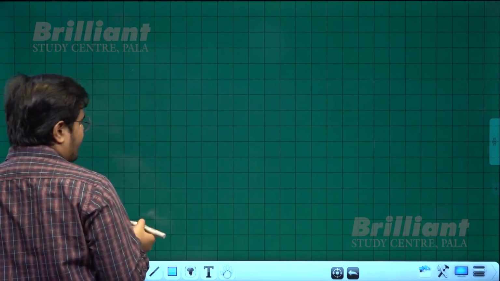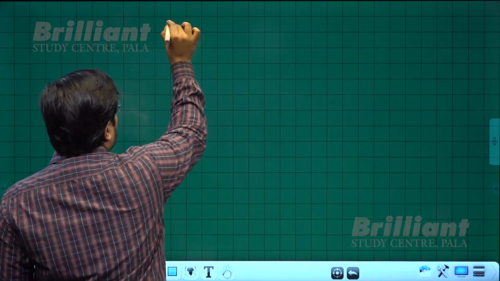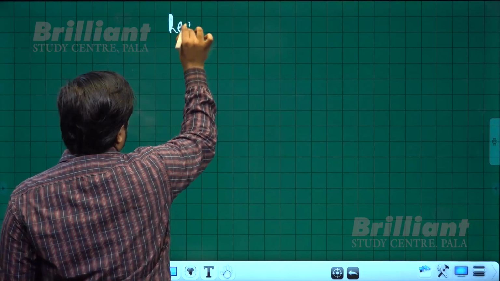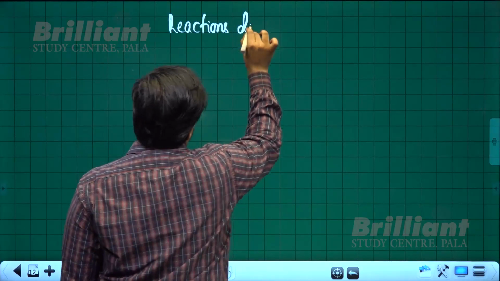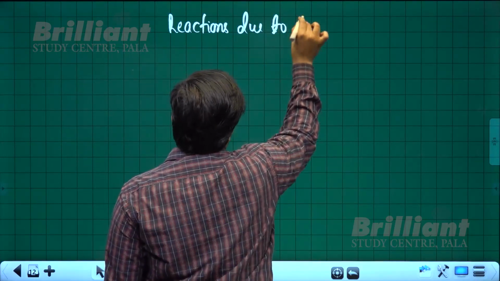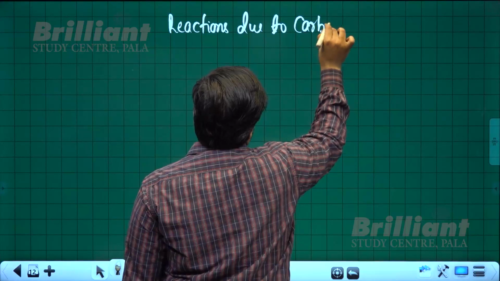So the next type of reactions that we can discuss will be reactions due to the carboxyl group as a whole.